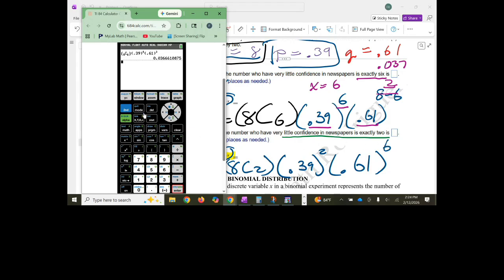Y'all, one of the things that these calculators do, if you hit the button that says second, and you hit the button that says enter, it types in exactly what you typed in before. Then you can use your little arrow button to scroll back, and where that 6 used to be, put a 2 there. Scroll over here, where that 2 used to be, put a 6 right there. You don't have to type in the whole thing all over again.